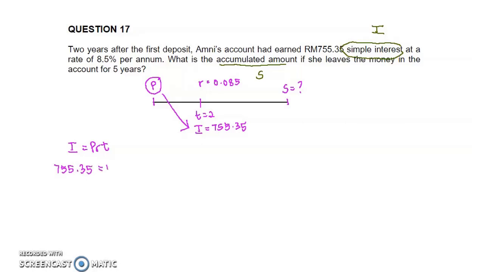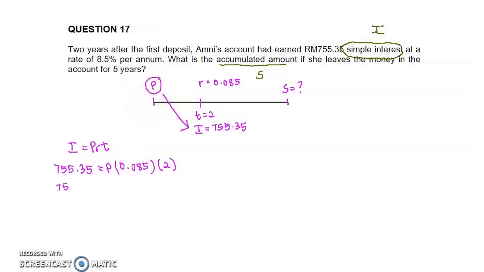755.35 equal to P, R equal to 0.085, T is 2 years, because this interest was earned after 2 years of the first deposit here. So find value P.